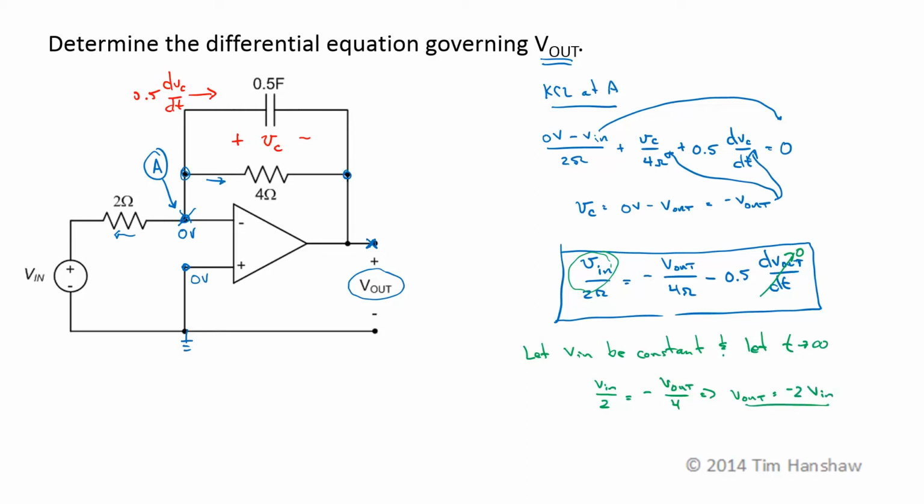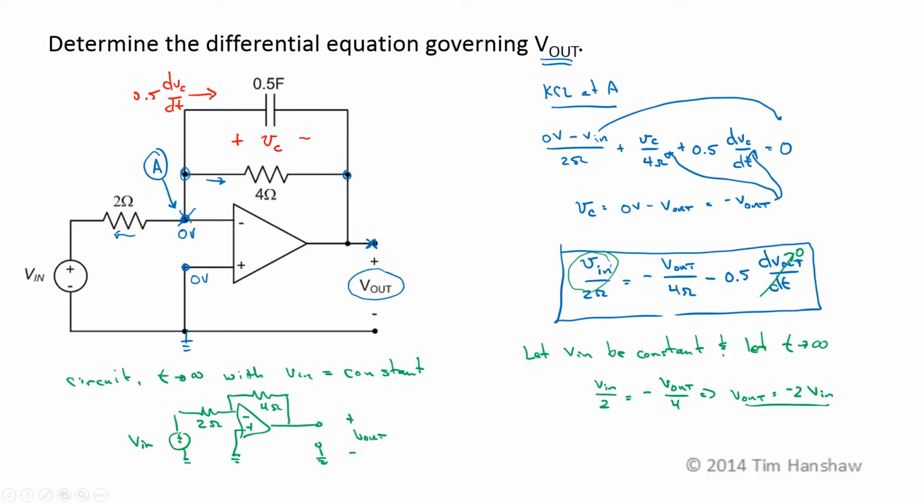This we can check directly against the circuit. So the circuit, as t goes to infinity, with constant V in, becomes this voltage source, which is now a constant value, a 2 ohm resistor, the op-amp, this 4 ohm resistor, and this is V out. Under these circumstances, the capacitor is an open circuit, so we have a purely resistive network. Now if we do KCL at A here, we get 0 minus V in over 2 plus 0 minus V out over 4 is equal to 0, and V out is equal to negative 2 V in. That matches with this, and we're pretty comfortable with our differential equation.